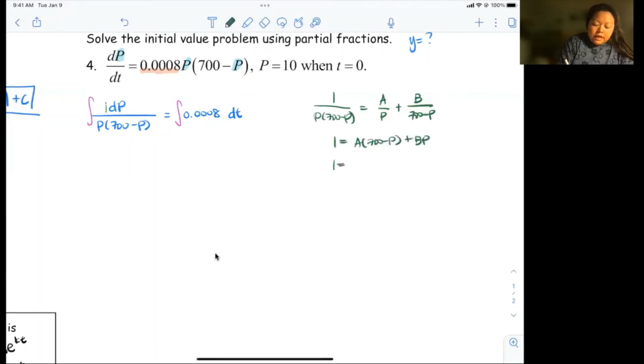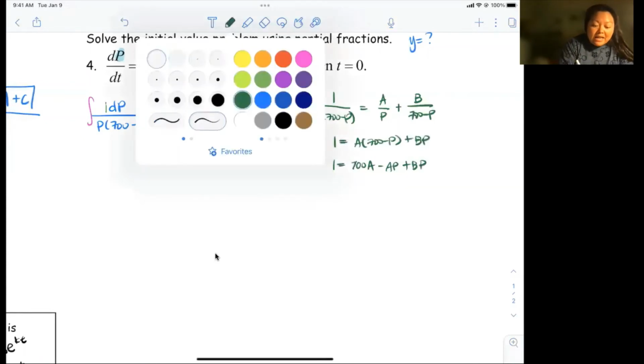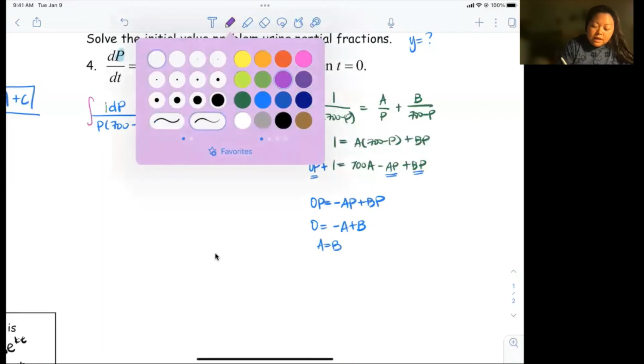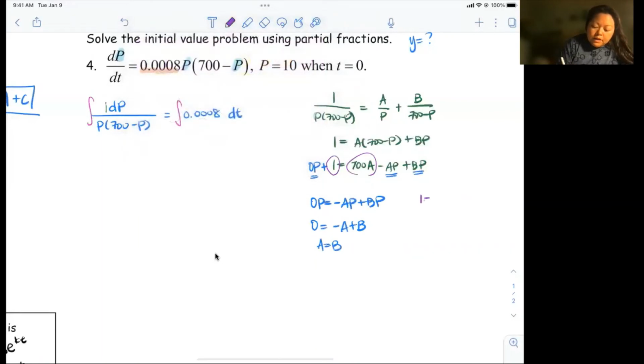So I get 700A minus AP plus BP. Again, I'm solving for A and B. The P is kind of like the x I had in the previous problems. So I have a P term here, I have a P term here, and I got nothing over there, because there's really a 0P here. So I can set it up and say 0P equals negative AP plus BP. That's really saying 0 is equal to negative A plus B. You can add the A over: A equals B. That's great, because now I can work on the other piece, the constant piece. So I get 1 equals 700A. So A is 1 over 700. And since A is equal to B, this is also what B is.